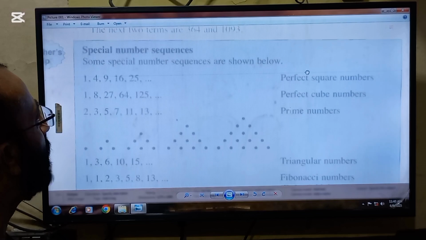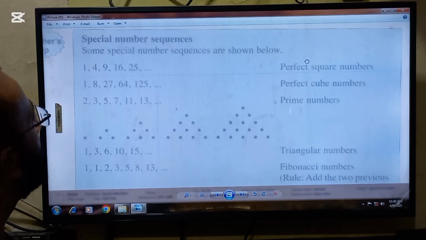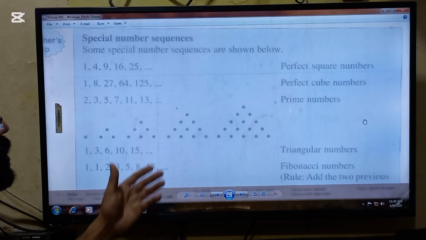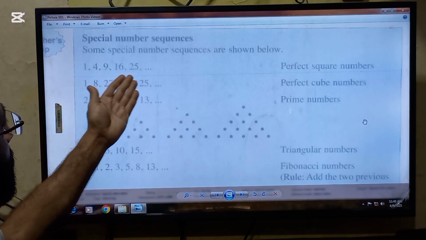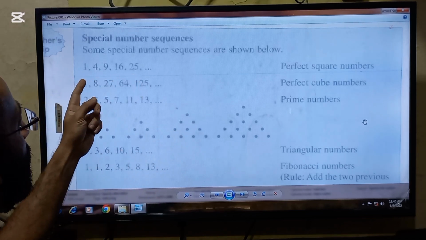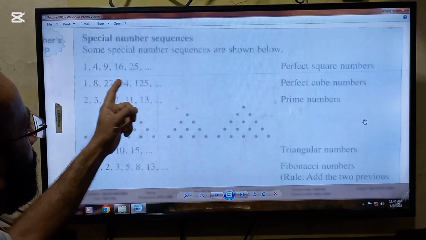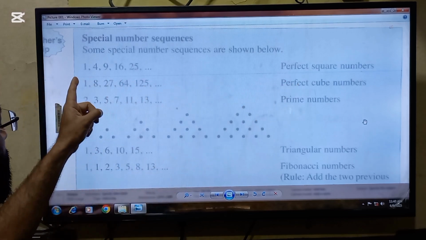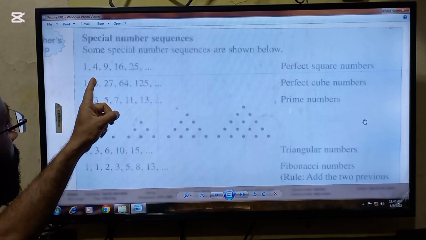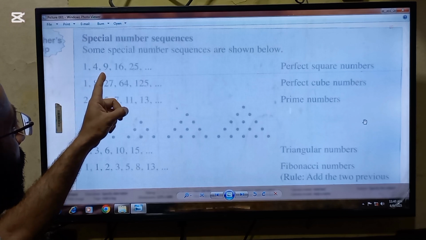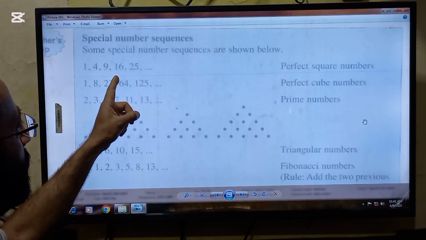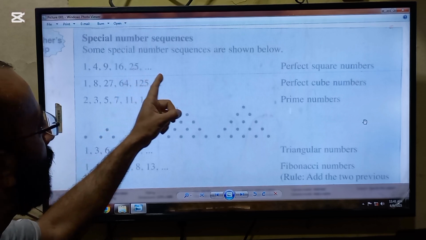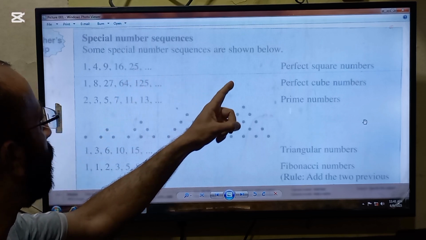The points to remember further is special number sequences. Some special number sequences are shown below. That is, this is a special number sequence. If you look at these terms, these are actually perfect square numbers, because 1 is the square of 1, 4 is the square of 2, 9 is the square of 3, 16 is the square of 4, 25 is the square of 5, and so on. So this rule will be followed.